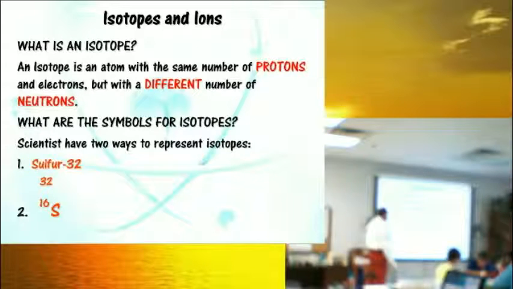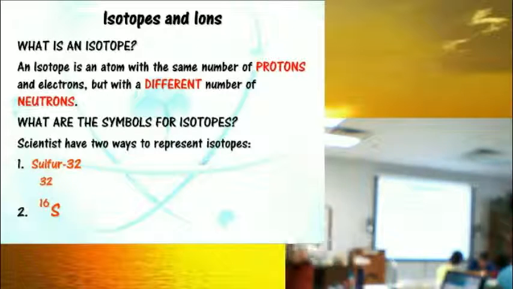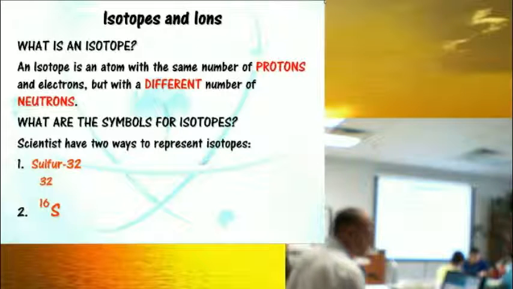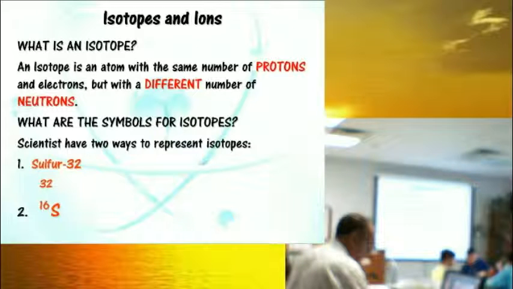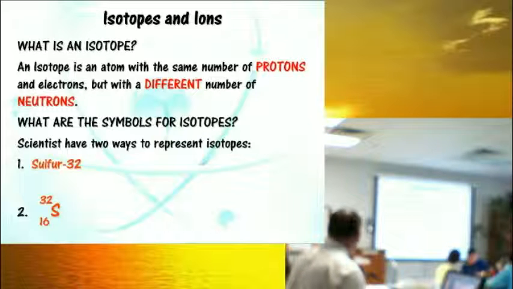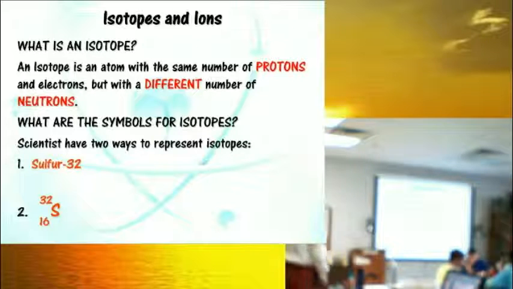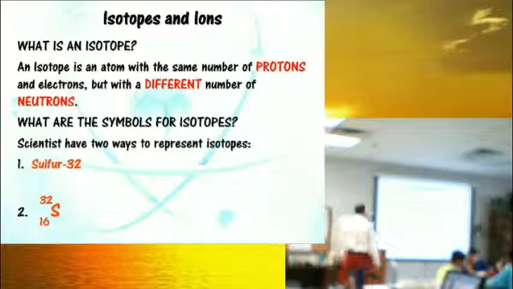Now, isotopes can be written using symbols. The symbols for isotopes, there's two ways to do this, and this got off a little bit. Let me see if I can fix it real quick. Give me just a second, I'm sorry. Okay, there are two ways that you can show an isotope. Okay, scientists have two ways.